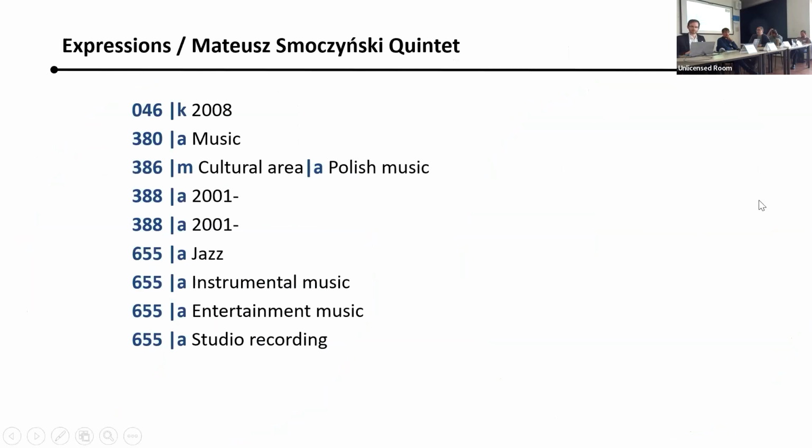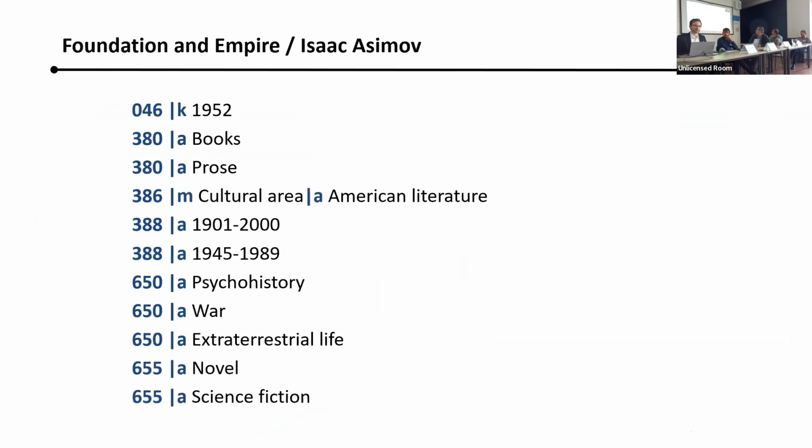So if we have a record that is music, it is given just a form descriptor music. But if we have a book, it is given form books and type prose.